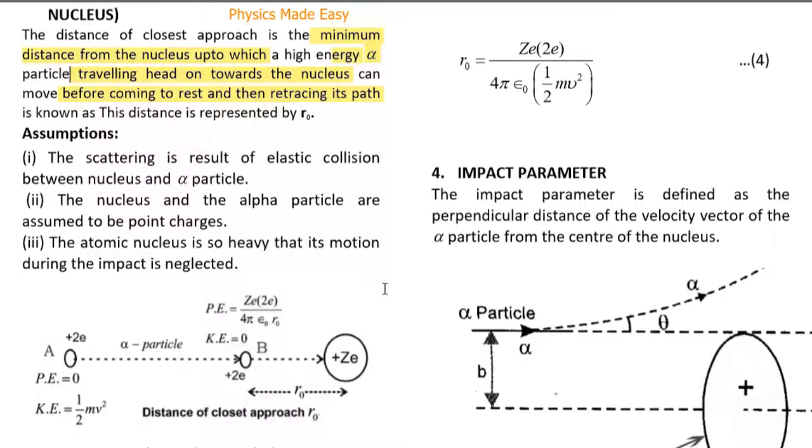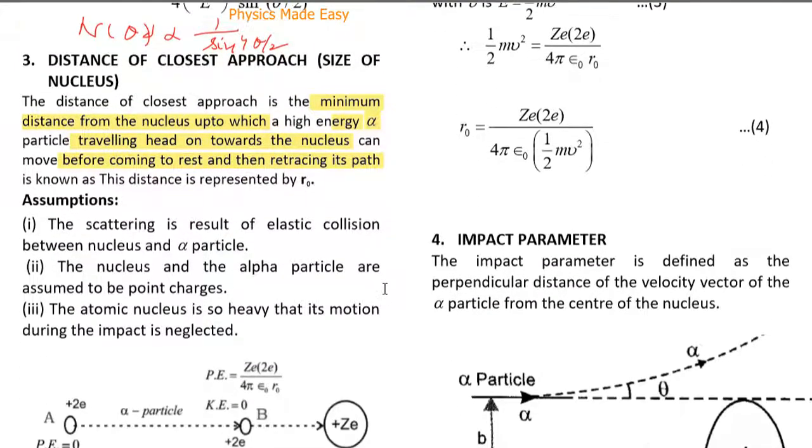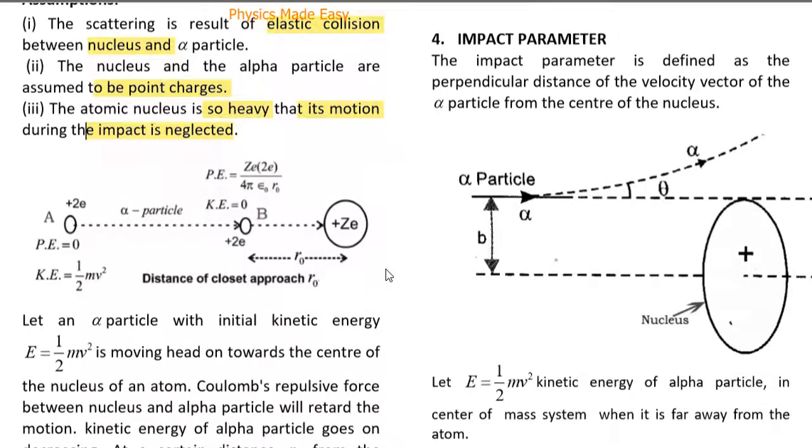Now, this concept of distance of closest approach works under some assumptions. One, scattering is the result of elastic collisions between the nucleus and alpha particles. Two, the nucleus and alpha particles are assumed to be point charges. Three, the atomic nucleus is so heavy that its motion during the impact is neglected. So we have neglected the motion of the atomic nucleus during the impact.